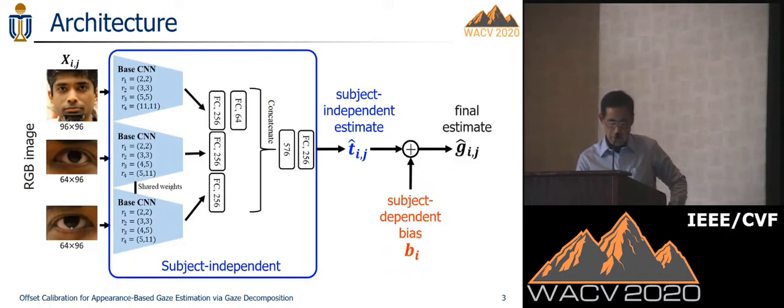Motivated by this finding, we propose a gaze decomposition method during training, which adds a subject-dependent bias to the output of a subject-independent estimator. Each subject's bias is learned during training by gradient descent. For calibration, we estimate the bias by averaging the difference between gaze estimates and the ground truth as the subject looks at a few different targets.